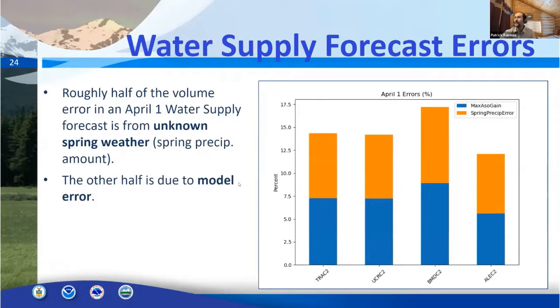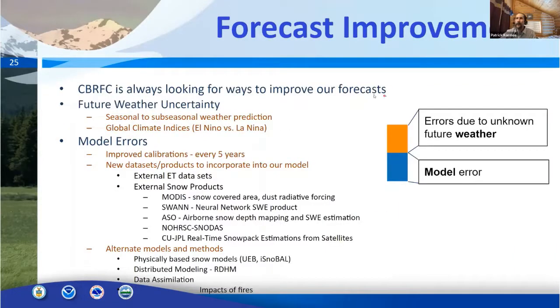Thanks, Liz. So we've done a quick exercise on our April 1st forecast, and the bottom line is essentially half of the error in an April 1st forecast is due to weather, and half of it is due to model errors. We're doing lots and lots of stuff to try to improve our model. We're trying to address future weather uncertainty and model errors.